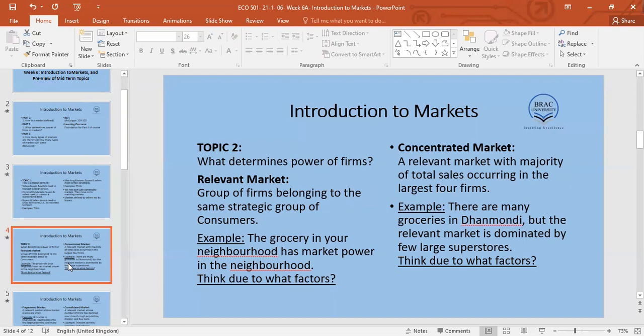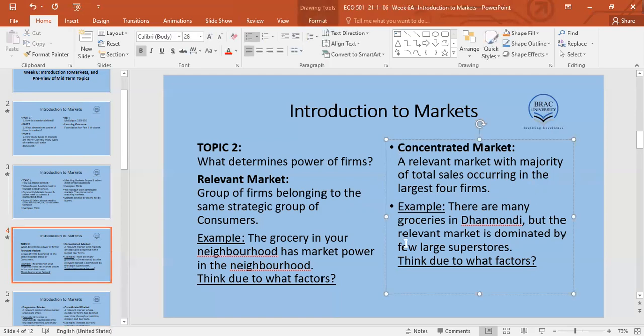Now, what we are going to do in this second part is look at what other factors, except this geographical location, determine a relevant market. Okay, a concentrated market is a market that is determined or dominated by the largest four firms. The largest four firms is a specific number. This comes from an industry definition made in the United States of America.